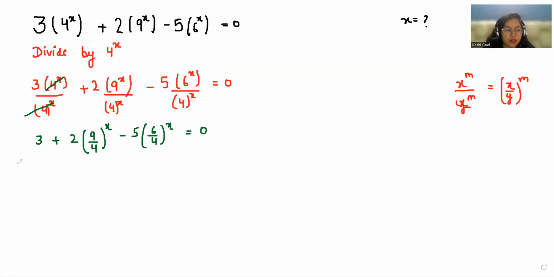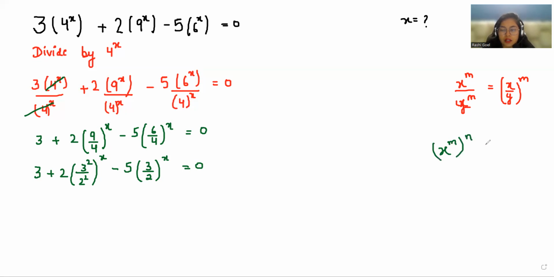is equal to 0. Now 3 plus 2, we know that 9 we can write as 3 square and 4 we can write as 2 square, whole power x, minus 5, and 6 and 4 both come in the table of 2, so we get divisible by 2, so we get 3 by 2 whole power x is equal to 0.